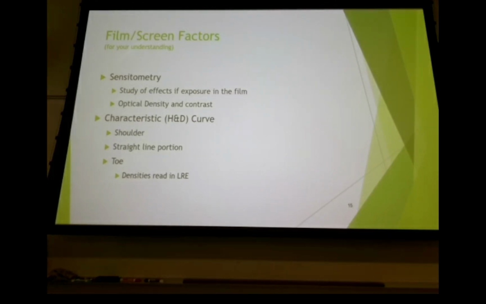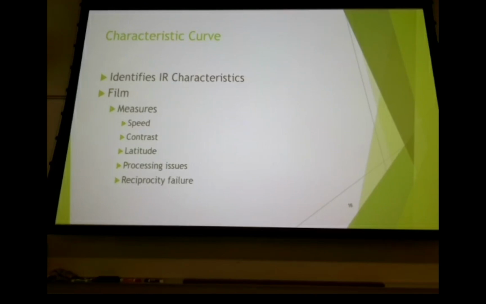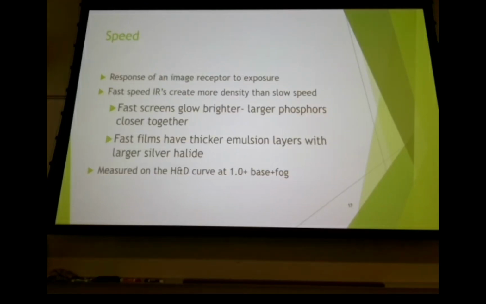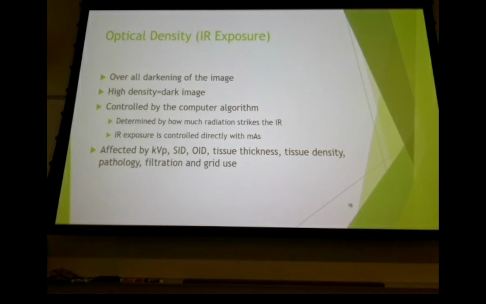We can measure optical density and contrast, and that's in the characteristic curve. It's also referred to as the H&D curve, which is also referred to as the sensitometric curve. So we're going to walk through that real quickly, and then we are going to leave it there. Okay, so I'm going to turn this off. We'll talk about the H&D curve.